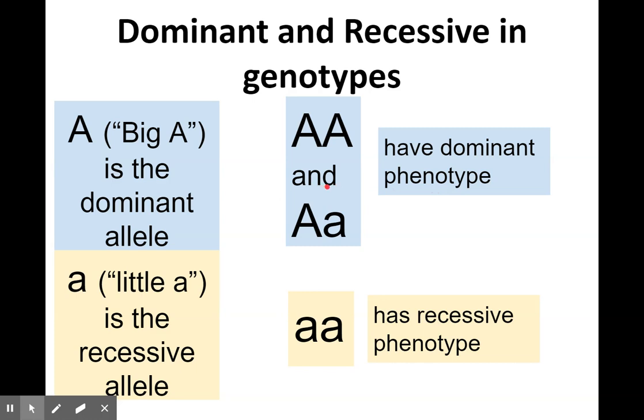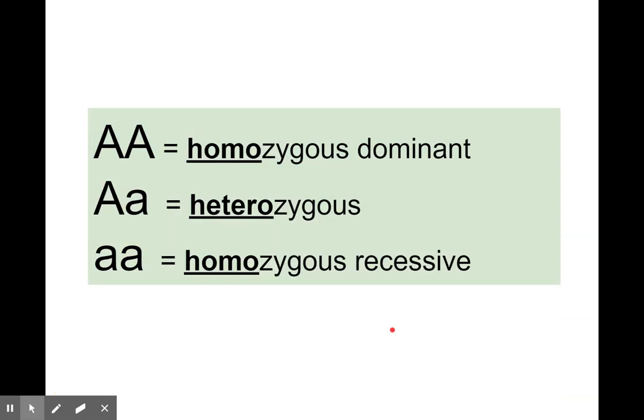Before, when it was purple color that we were talking about, like big P, big P and big P, little p, this is true for anything. If it's two big letters, or if it's one big letter and one little letter, they will have the dominant phenotype. If it's little a, little a, they will have the recessive phenotype. A phenotype means what it looks like. What it looks like.